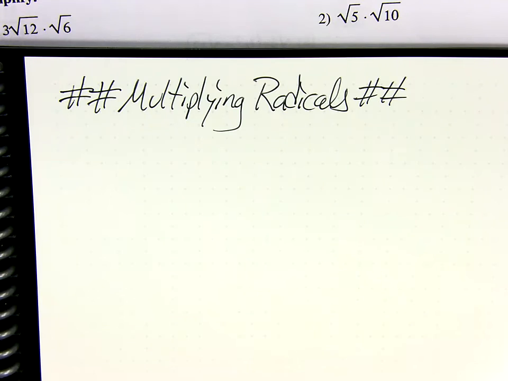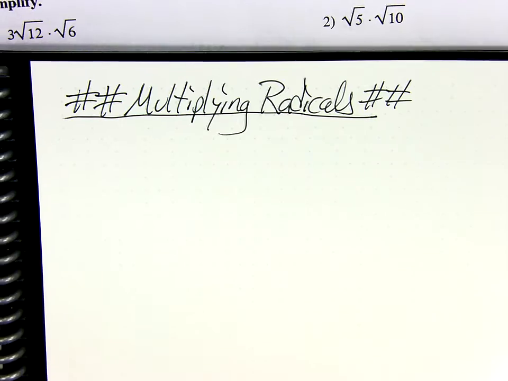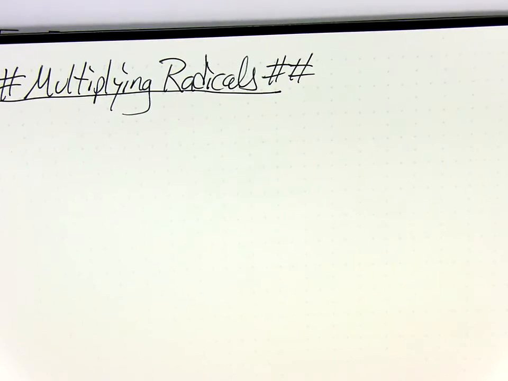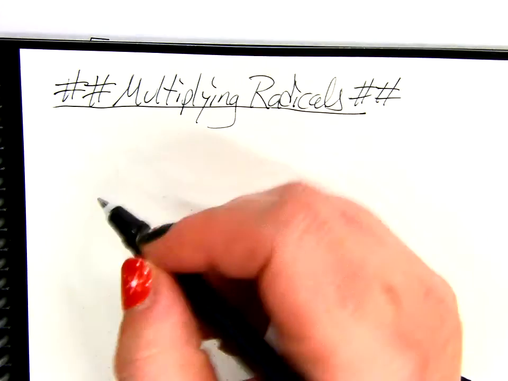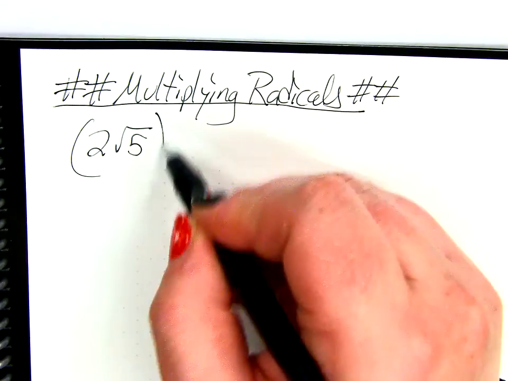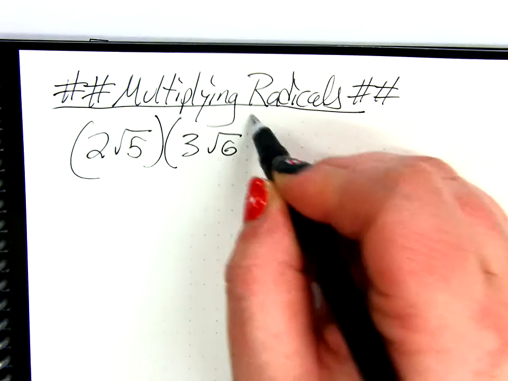We are multiplying radicals. This will be nice and fast because you know what you're doing. So basically, the rule is that anything that's underneath a radical gets multiplied together, and anything that's not gets multiplied together. So, for example, if I had something like 2 root 5 and I wanted to multiply it by, I don't know, 3 root 6.